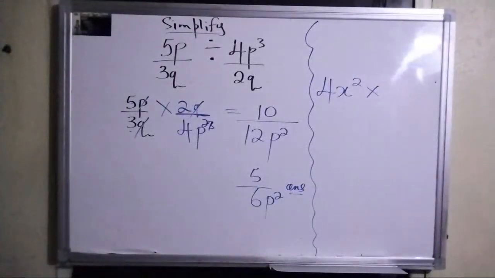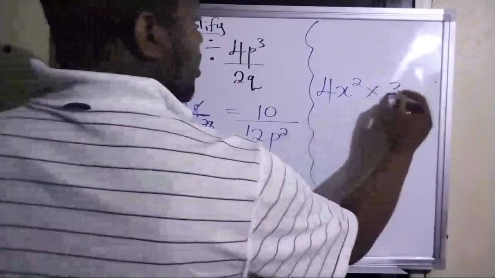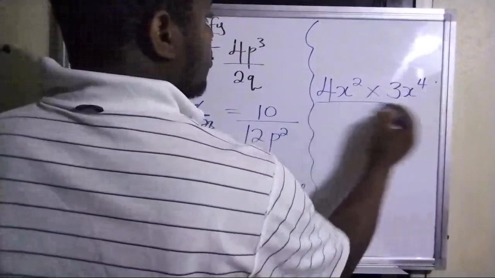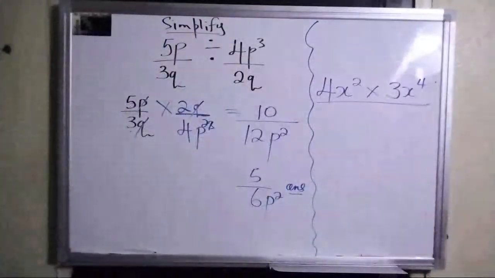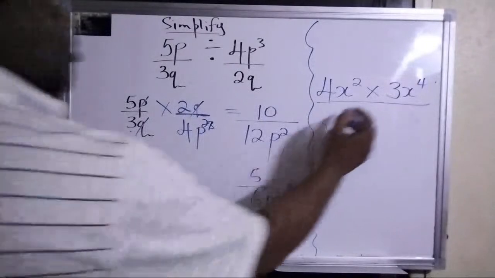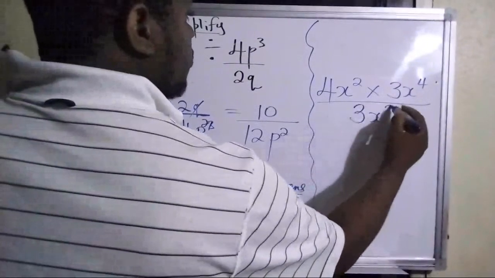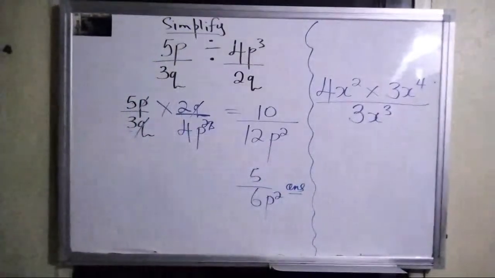So it's 4x squared times 3x to the 4th. I know it's pretty late in Trinidad and Barbados and those places now, but we just have to do what we have to do. Alright, do that, guys. I'm going to try to come on a little bit earlier tomorrow. So it's 4x squared times 3x to the 4th divided by 3x cubed. Go ahead and solve that one.